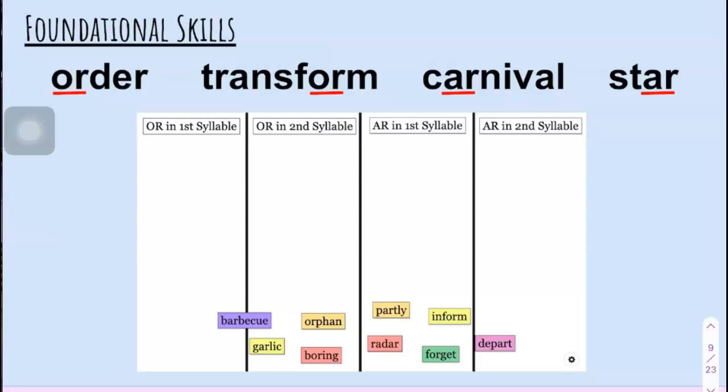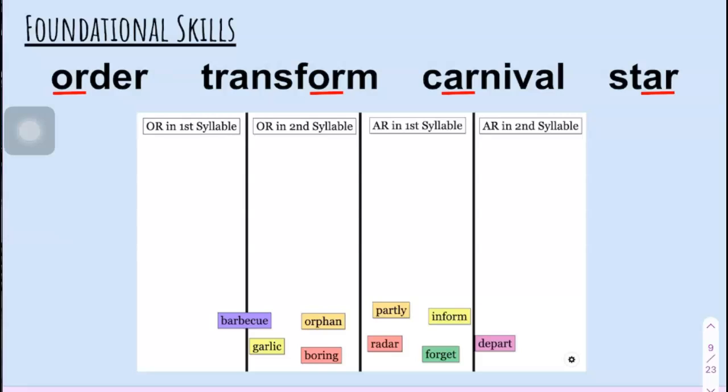When you're finished watching this video, boys and girls, you're going to go back and do a Flippity activity. The link will be in the folder, and you're going to sort them when we have the or in the first syllable of the word, as we did in orphan, or in the second syllable of the word, are in the first syllable of the word, and are in the second syllable of the word.